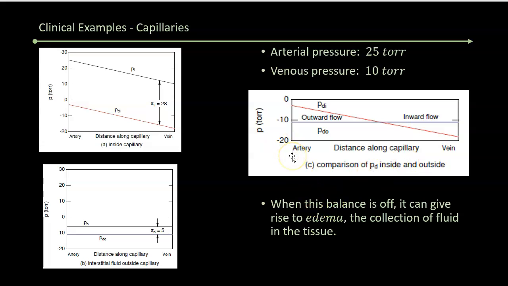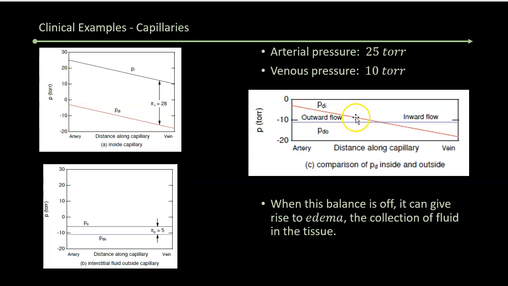On the artery side, the driving pressure that's moving water and solutes out of the capillaries is higher than the driving pressure in the interstitial fluid. So things flow from the capillaries out through them into the interstitial fluid. All right, you've got this net flow out.